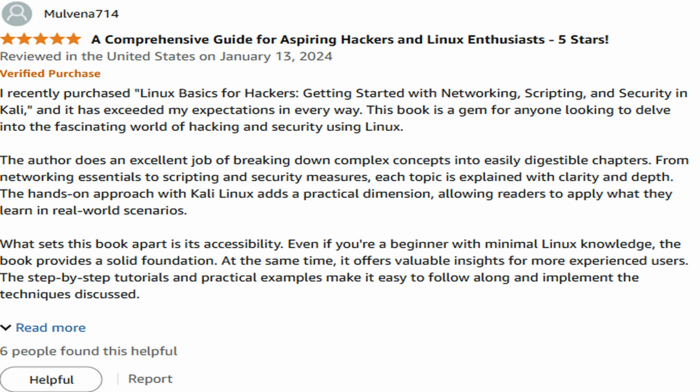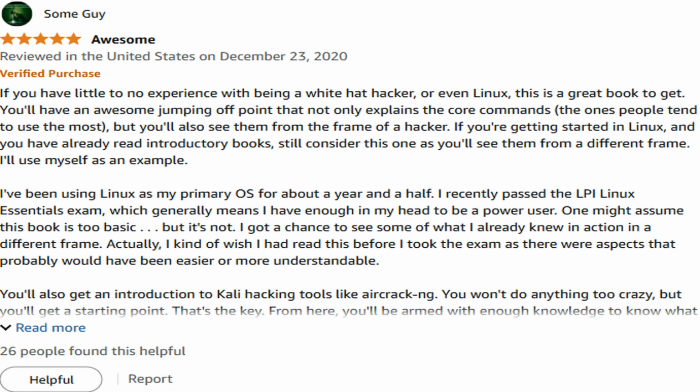Another key strength of the book lies in its emphasis on ethical hacking. In a field that often carries a negative stigma, the author promotes responsible and lawful use of the skills acquired. This ethical framework is crucial for aspiring cybersecurity professionals who must adhere to strict legal and ethical guidelines in their work.